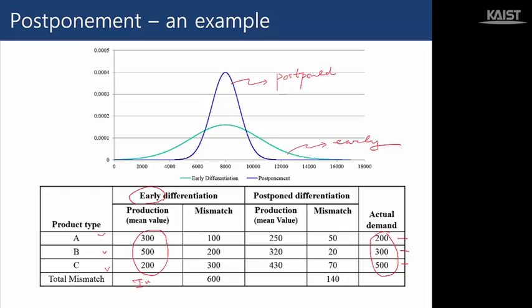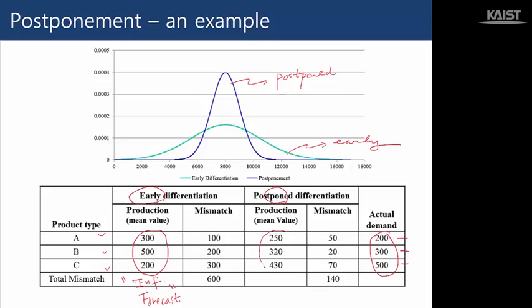At that early product differentiation point, if that is the case. And now, if we postpone the product differentiation point, our information quality improves, and our forecasting accuracy improves as well. And therefore, we were able to have this forecasting. And then what is the mismatch?